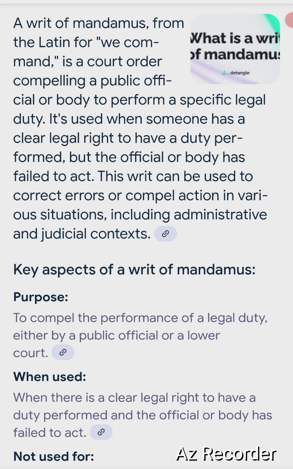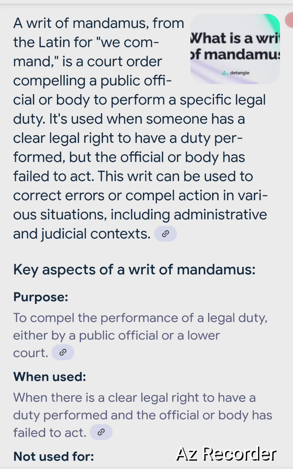Let's get into it. A writ of mandamus, from the Latin "we command," is a court order compelling a public official or body to perform a specific legal duty. It's used when someone has a clear legal right to have a duty performed, but the official or body has failed to act. All right. This writ can be used to correct errors or compel action in various situations, including administrative and judicial contexts.